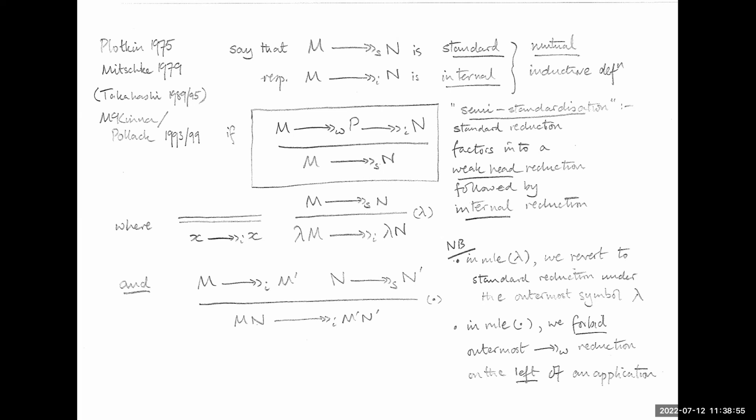And then internal reduction is pretty much what you think it should be. It's where you reduce internally. So variables reduce internally to themselves because they ain't got no structure. So that's all they can do.